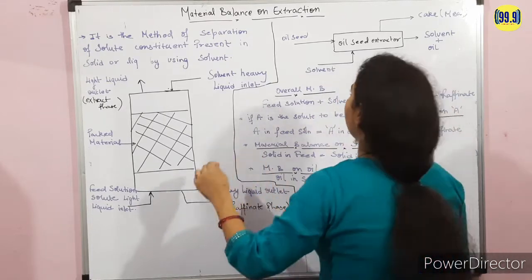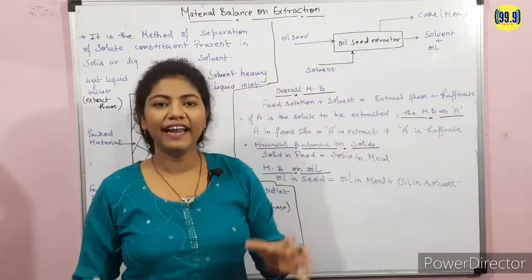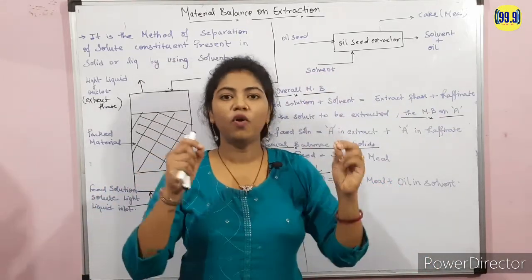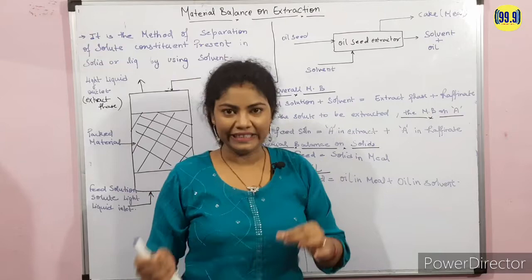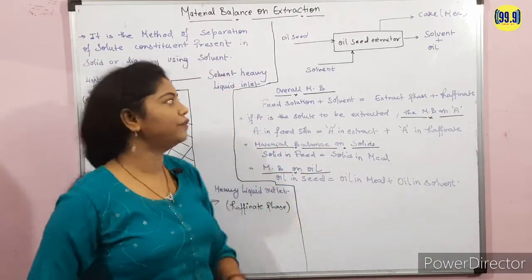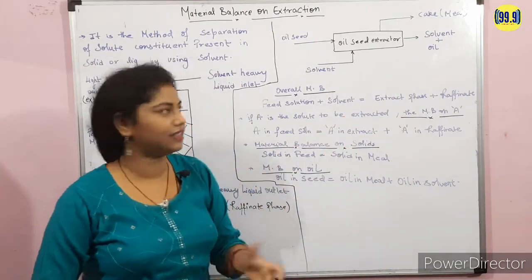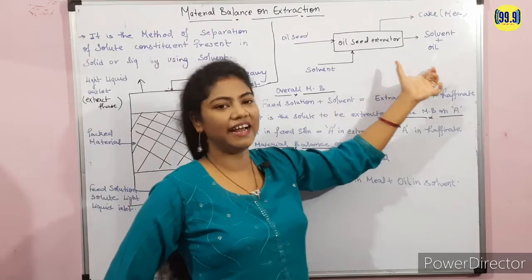Another example of extraction is the extraction of oil from oil seeds, any seeds. And the second one is the leaching of ores, useful ores. Okay, so we will discuss first the oil seed extractor. This is the oil seed extractor.